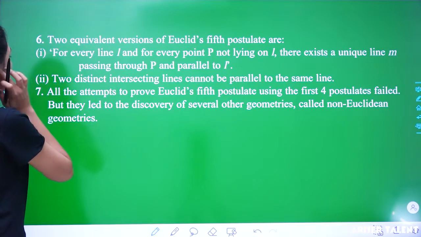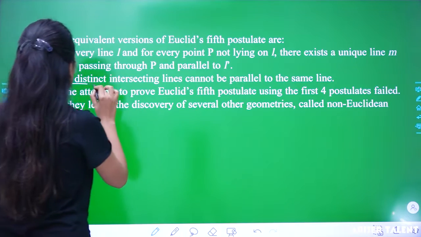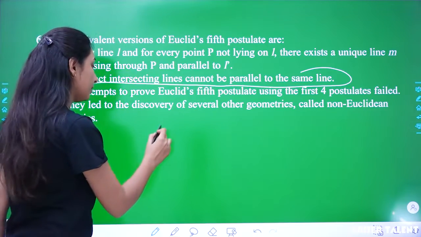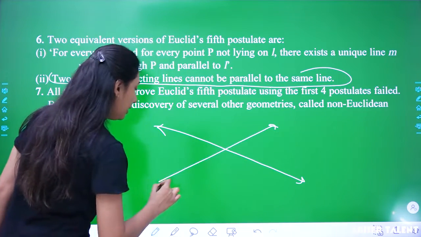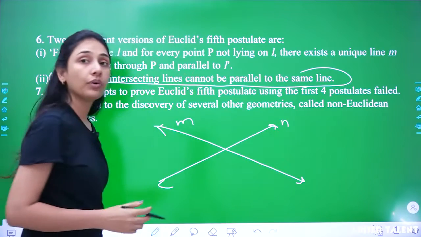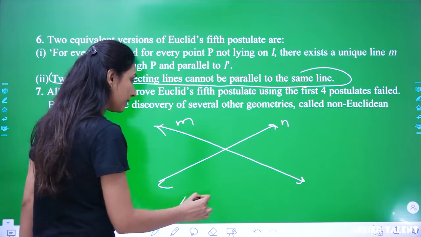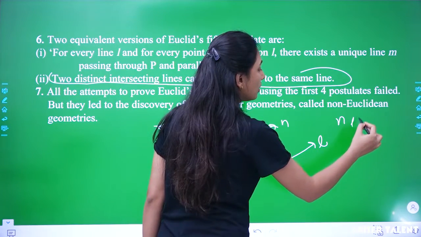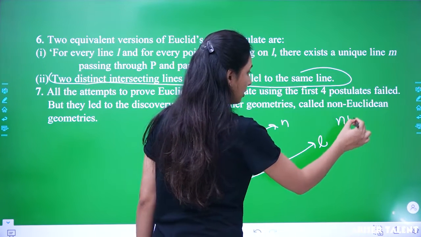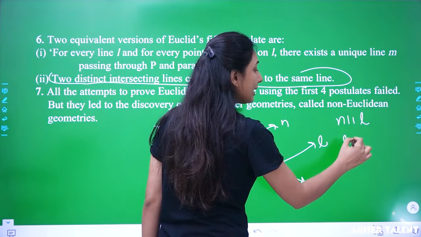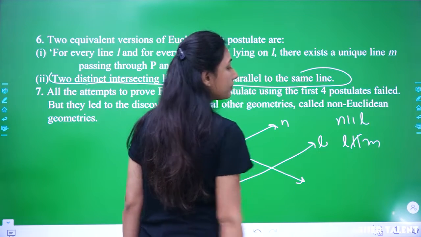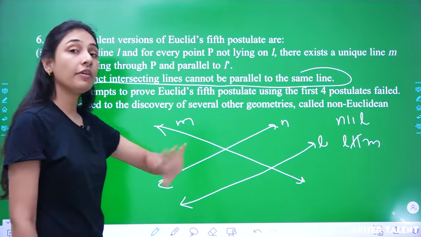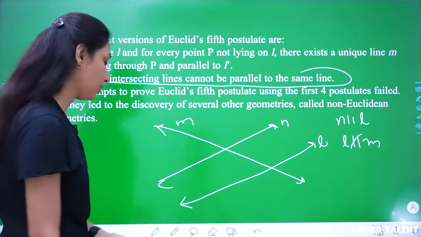Now the second part, the second version of it, is: two distinct intersecting lines cannot be parallel to the same line. If two lines M and N are intersecting, and we have a line L, let's suppose N is parallel to L, then L can never be parallel to M. These two lines N and M can never be parallel to the same line, right? Okay.